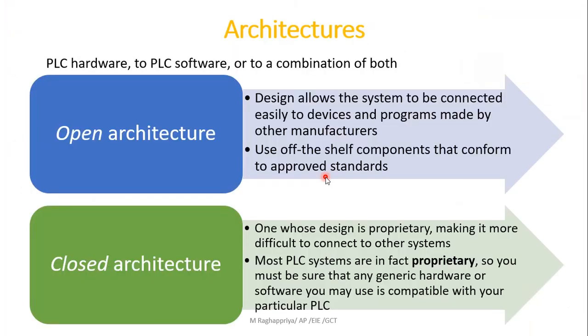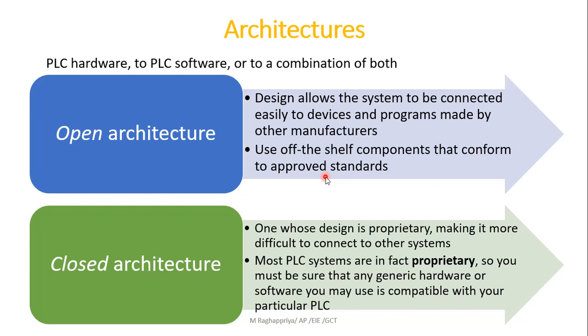Now next is the architectures. You have 2 types of architecture: open architecture and closed architecture. Open architecture is something similar to open source, right? In PLCs you have a different number of manufacturers, so the device from one manufacturer can be combined with the device from another manufacturer and together they can be used in an application.